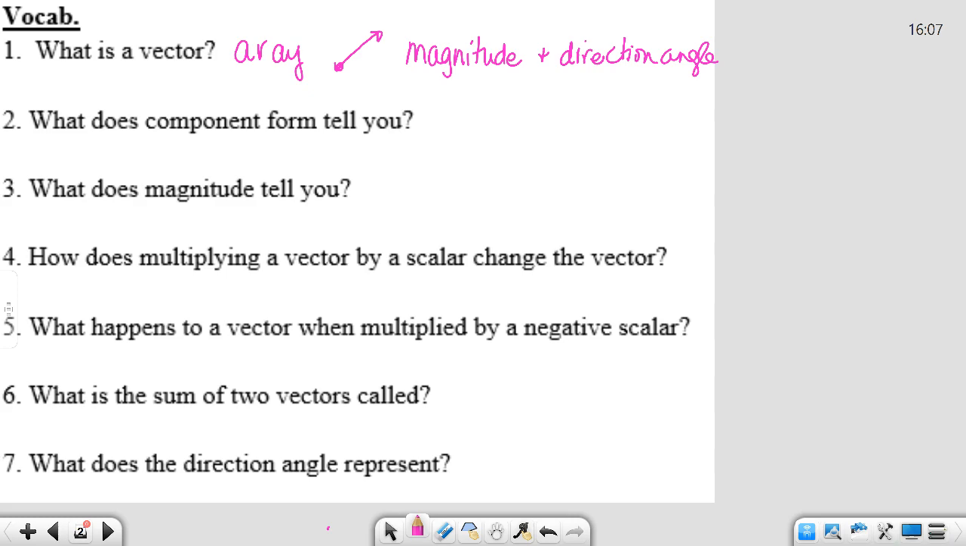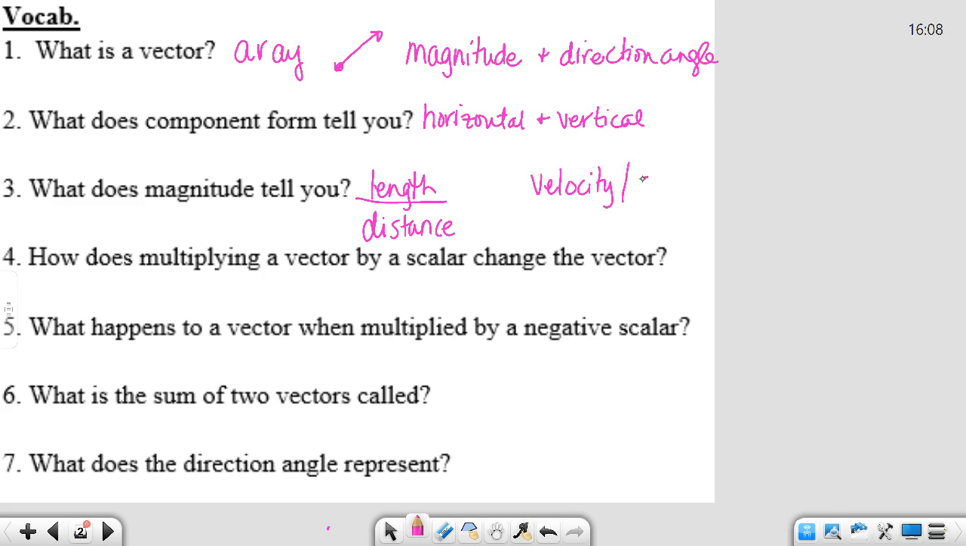The components tell you the horizontal and vertical values or distances that you are traveling to get to that particular ending, that direction. The magnitude tells you the length or the distance. In word problems, it could be represented as velocity, which is the same thing as speed. And sometimes it'll say like the force or the pounds of pressure that you feel when someone's pulling you or something's being pushed, something like that.